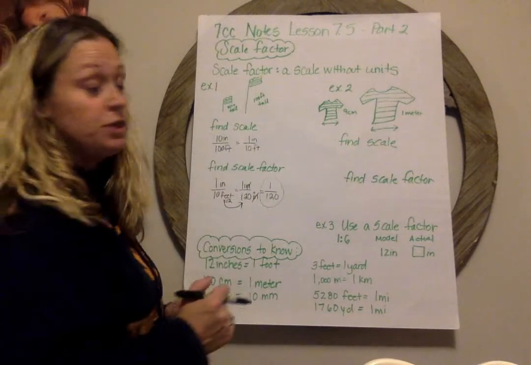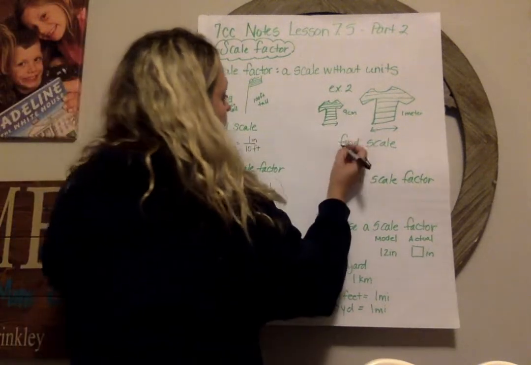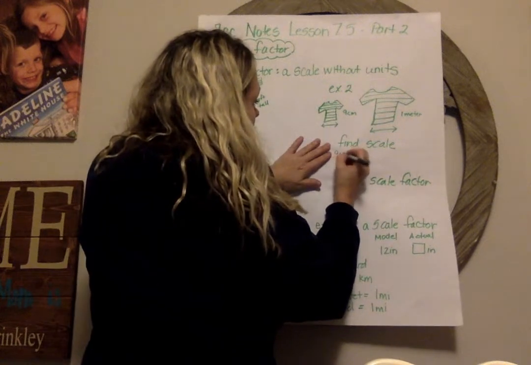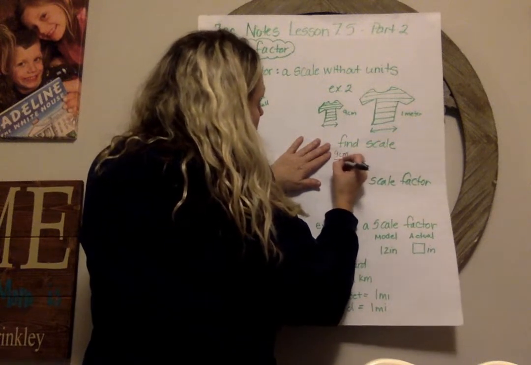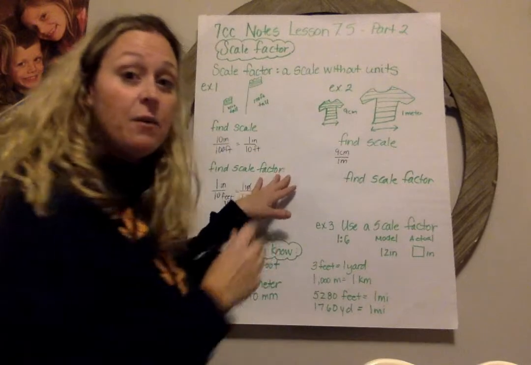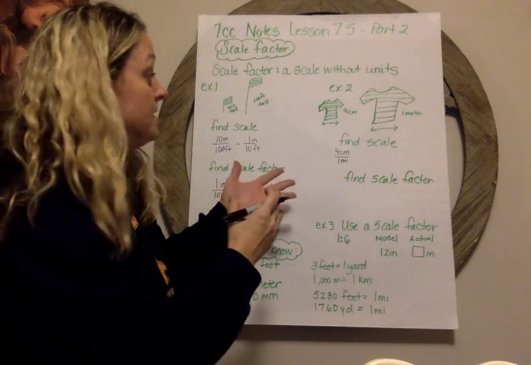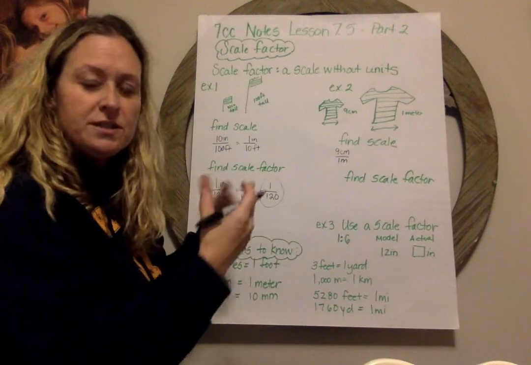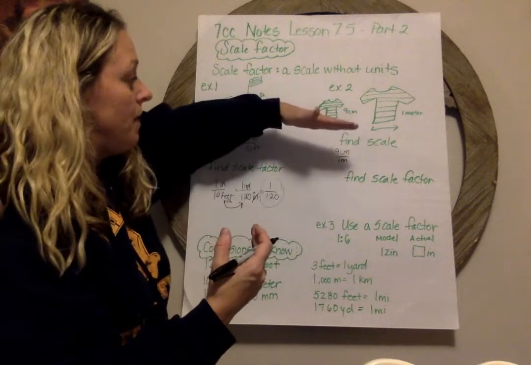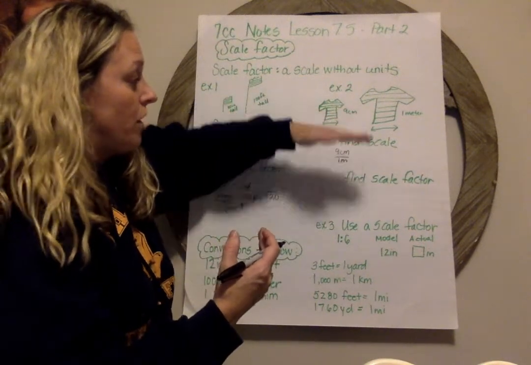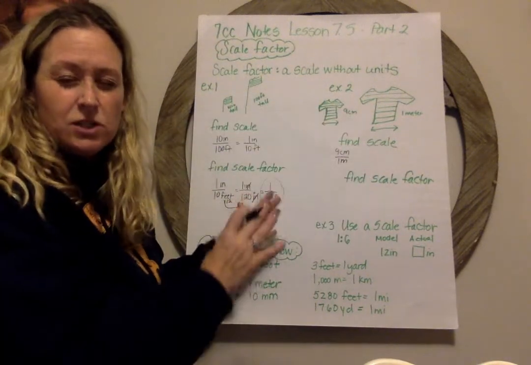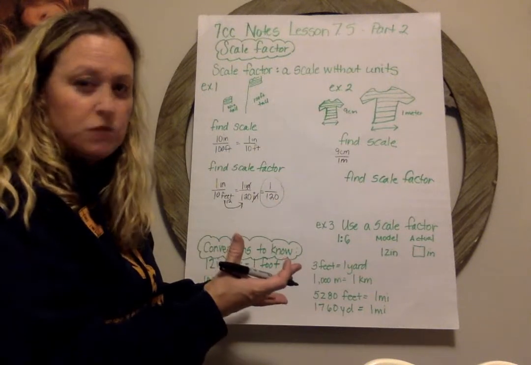Let's go to example 2. I have a shirt that's 9 centimeters, so I have 9 centimeters over 1 meter. Now in this case, this is my scale. In order to simplify it from being the model or the drawing over the actual, it's already in its simplest form.